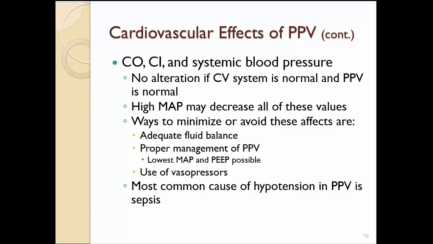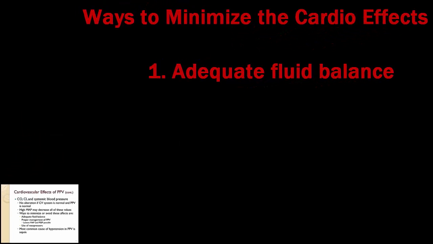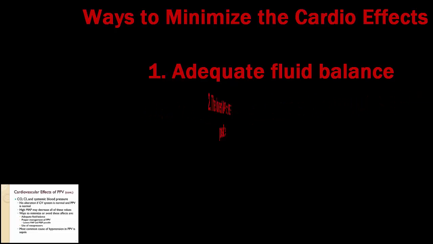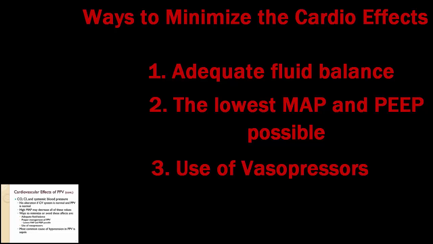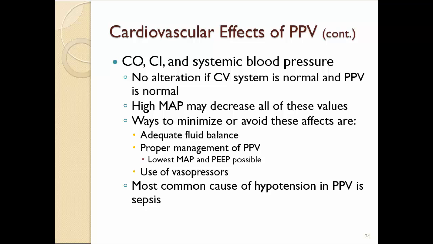And ways to minimize or avoid these effects are adequate fluid balance, proper management of positive pressure ventilation, the lowest mean airway pressure and PEEP possible, and then use of blood pressure medications or vasopressors. The most common cause of hypotension in positive pressure ventilation is sepsis.